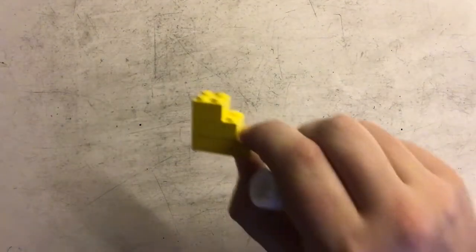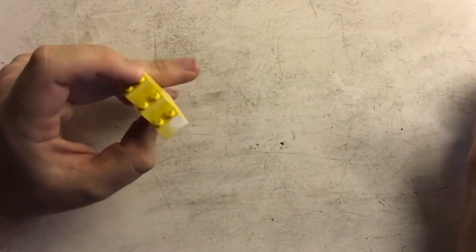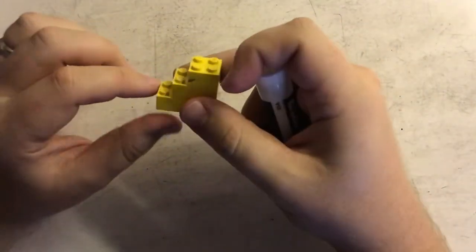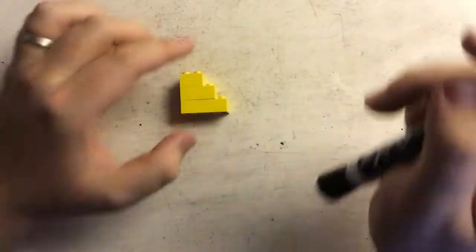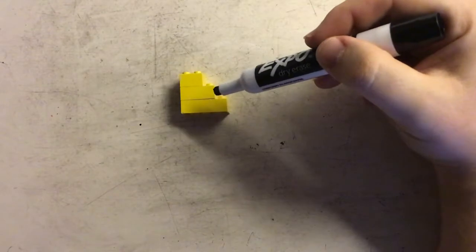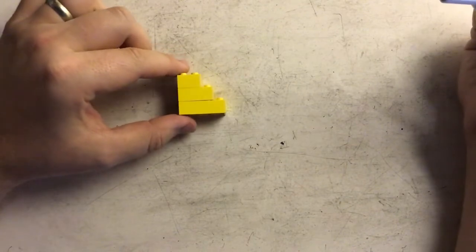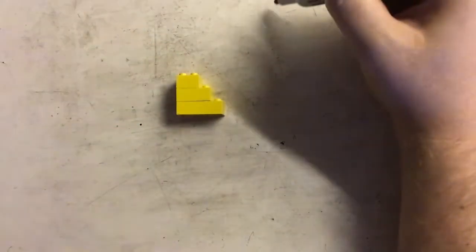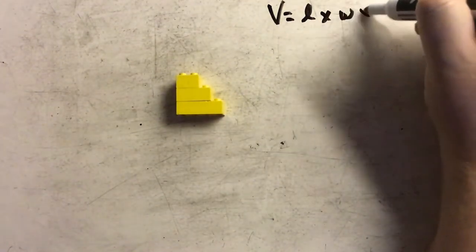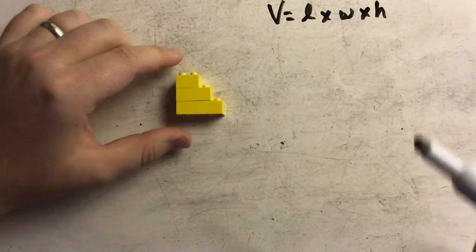The first example we're going to look at today involves a Lego. With volume, we're looking at a three-dimensional object and how much space is inside of it. For this example, we're going to find the volume of this object by breaking it apart into rectangular prisms. You can see it's not a rectangular prism at the moment, but we're going to break it apart in just a second. Then we're going to use our volume formula, length times width times height, to help us find the combined volume.